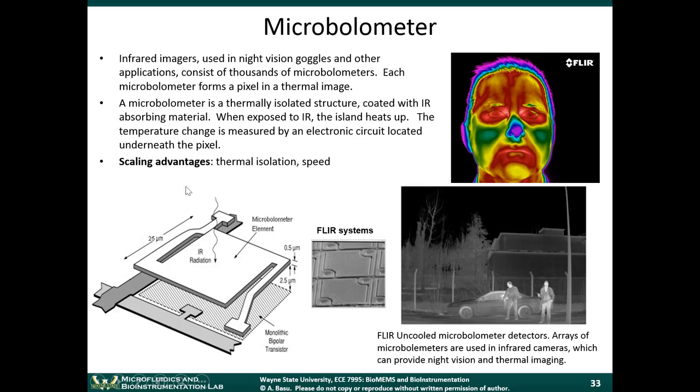So scaling advantages in this case, there's two of them: thermal isolation and speed. The thermal resistance of this element, what we want is, if infrared radiation is coming down here, we want this element to heat up. We want a significant temperature change, and we want that temperature change to be rapid. We want it to happen quickly. Why would we want it to happen rapidly? How would that help the performance of the camera if that temperature change happened rapidly?